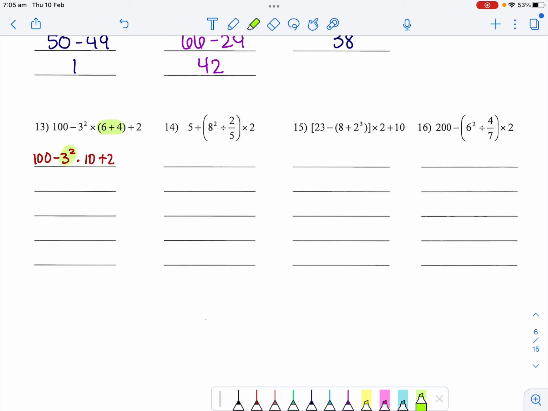Now my exponent is supposed to come next. So 100 minus 9 times 10 plus 2. Now from left to right, I've got multiplication first. So 100 minus 90 plus 2. And then I'm going left to right. 100 minus 90 first is 10. And 10 plus 2 is 12.